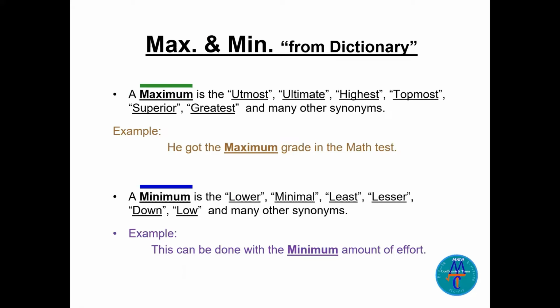A maximum, you can see it in the dictionary, is the utmost or the ultimate or the highest or the topmost, superior or greatest, and many other synonyms. One example, we can say he got the maximum grade in the math test. Or we can have another example: the parabola has the vertex as the highest point in the graph.